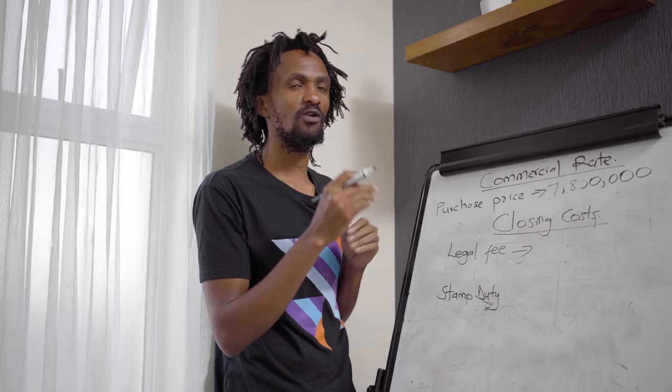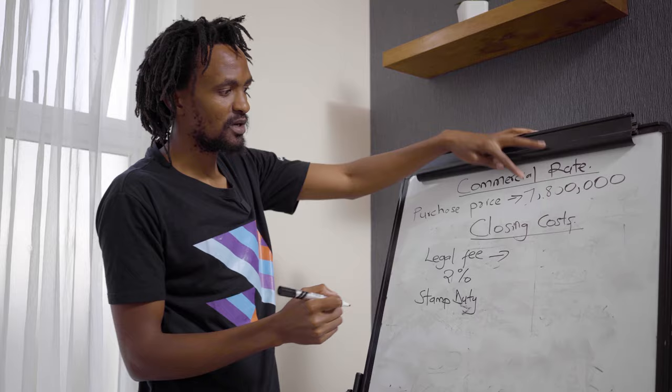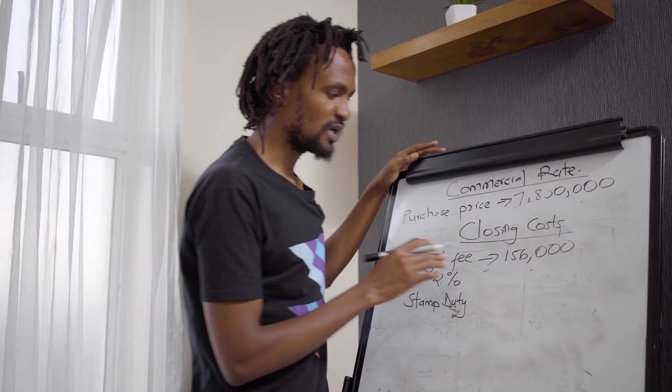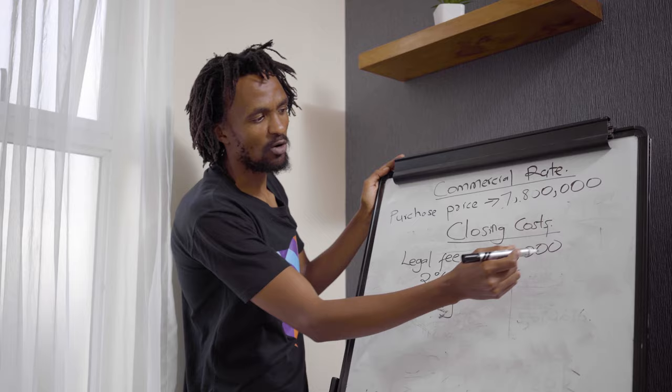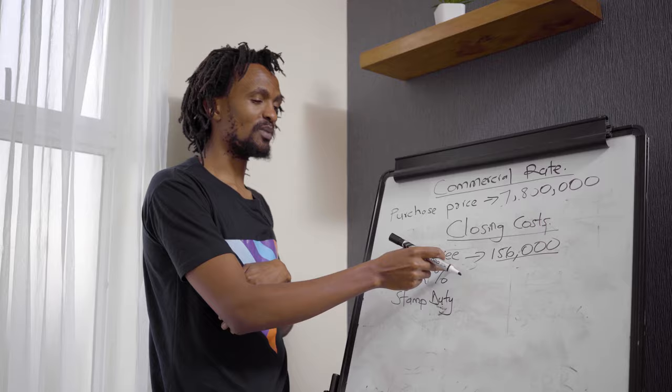This is the advice I usually give, because you're going to pay this person about 2%. Legal fee is usually about 2%. So in the case of a 2-bed, it's going to be about 156K in legal fees. It might be less, but around that point. Because you're paying him already, you don't need to engage your own lawyer. In as much as he's the developer's lawyer, he's also your lawyer, you're paying him.